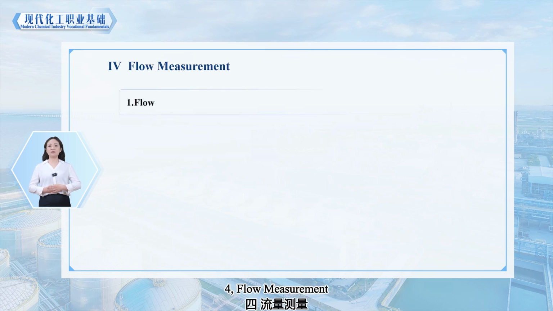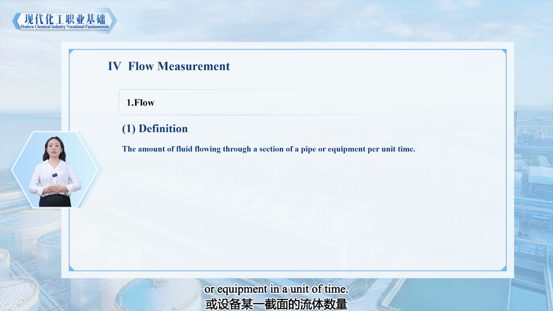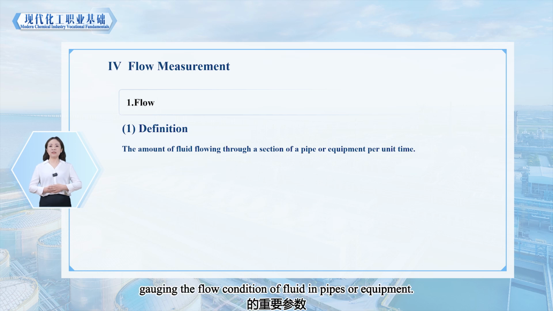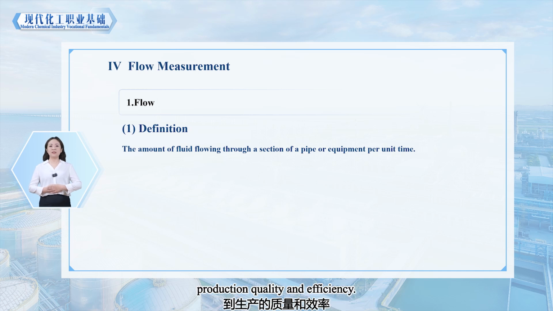4th, flow measurement. Flow is the amount of fluid that passes through a given section of a pipe or equipment in a unit of time. It is an important parameter for gauging the flow condition of fluid in pipes or equipment. In chemical production, precise control over the flow of raw materials and products directly affects production quality and efficiency.